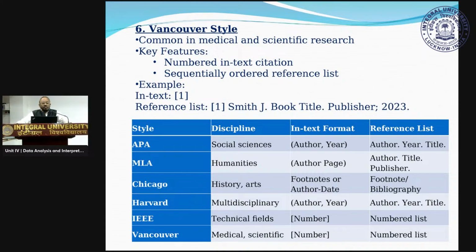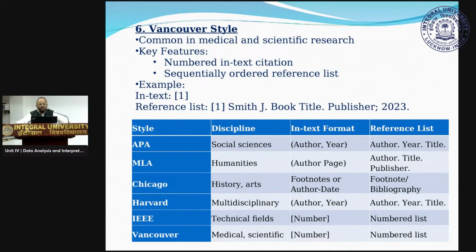Vancouver style is common in medical science and scientific research, and the key features are numbered in-text citations and a sequentially ordered reference list. An example here is Smith J., book title, publisher, and the year is referred. So there is no difference from Harvard in this also.